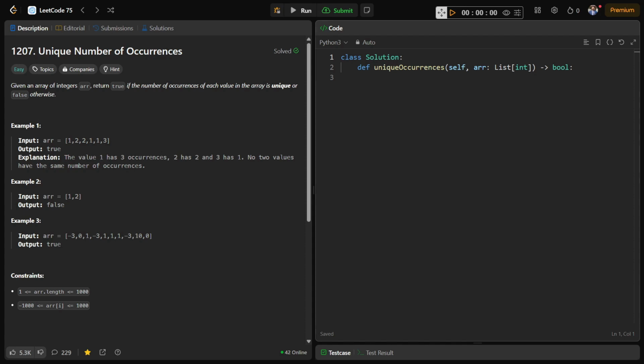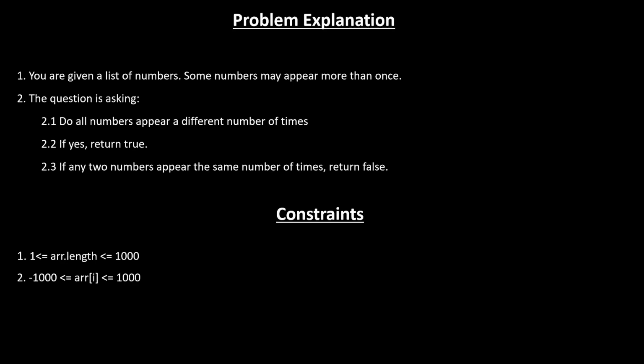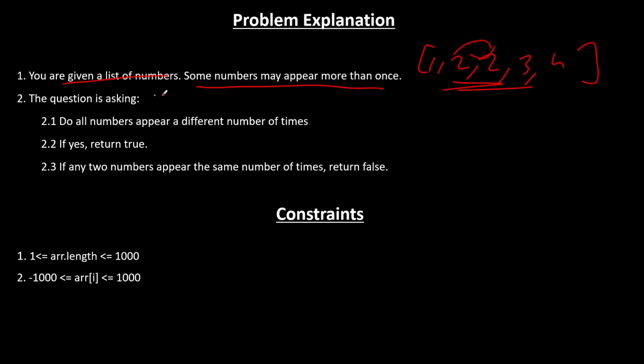I will request you to read the question beforehand, as I will deep dive into the PPT and explain it in a simpler way. Now let's understand the problem in the easiest way possible. You are given a list of numbers and some numbers may appear more than once. So the question is asking, do all numbers appear a different number of times?